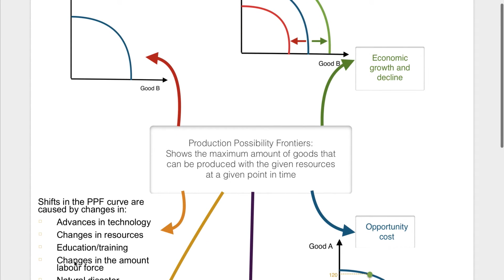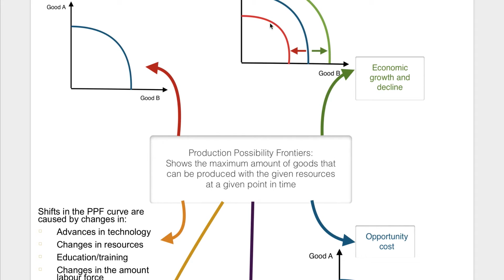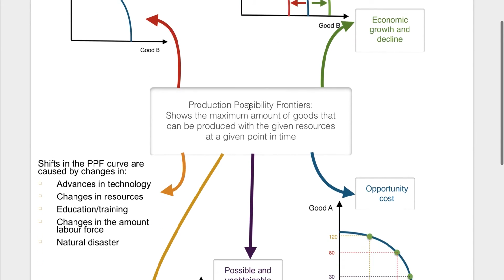And likewise, if training goes down and the government don't really do much for education, then there might be a contraction in the PPF because your workforce become less efficient, which means that within the given time you produce fewer units of goods, so there's a contraction.